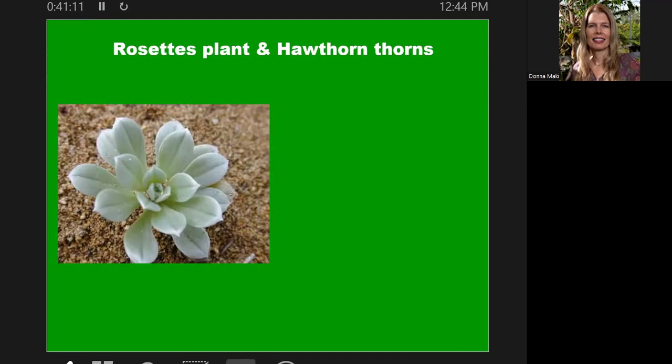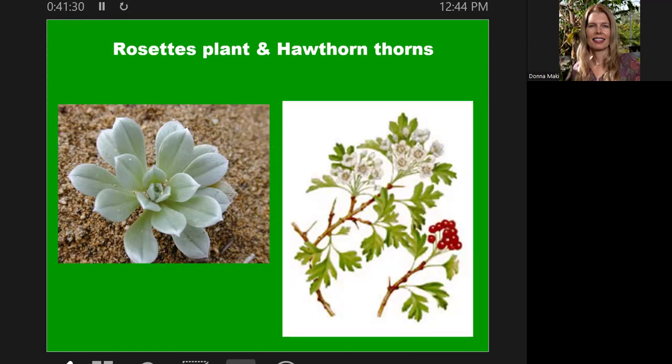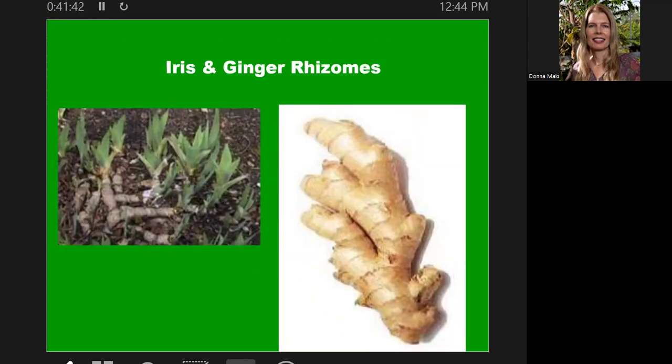Then you can have plants that look really squished, top down, where their stem is super short, and all the leaves tend to attach almost at the same spot around that short stem. So we call those rosette plants. There's plenty of plants that do that kind of pattern. And then hawthorn thorns, so some stem tissue can morph into thorns for protective function. We'll look at ginger rhizome in lab next week. Iris is another type of rhizome. And then the tuber.